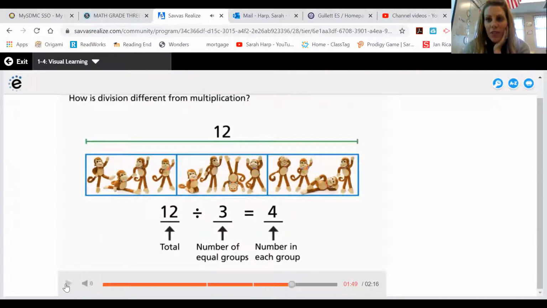Well, we just talked about that. Do you remember multiplication means what? Joining, right? Division means separating.